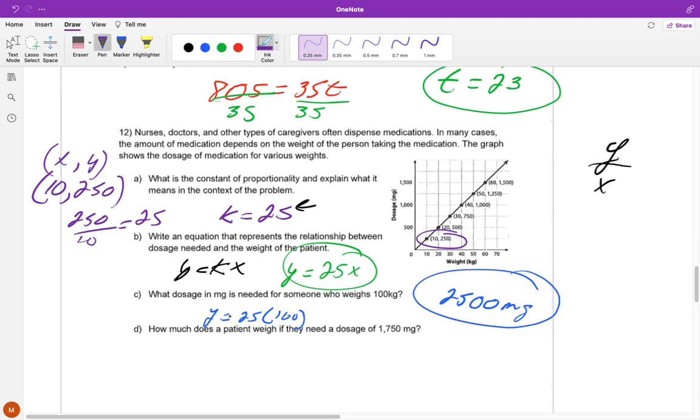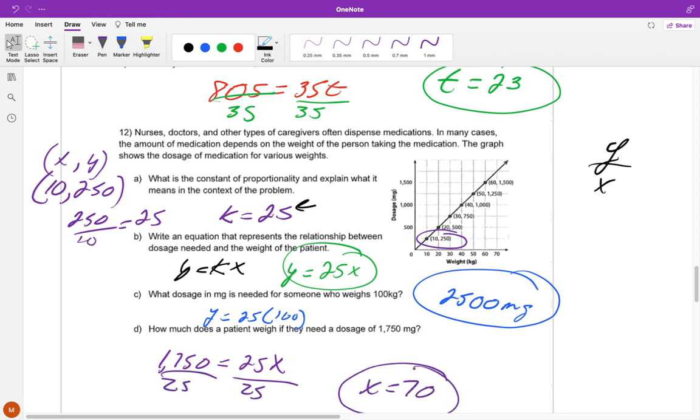And the last one, how much does a patient weigh if they had a dosage of 1,750? So 1,750 milligrams is equal to 25x. And then if we do 1,750 divided by 25, x is then equal to 70. That means that the person would have to weigh 70 kilograms.